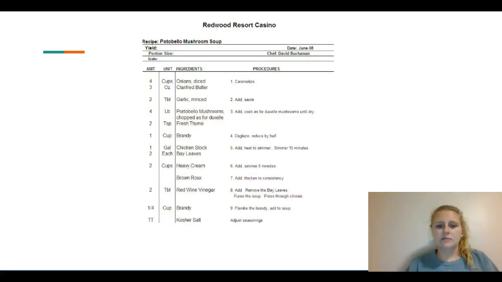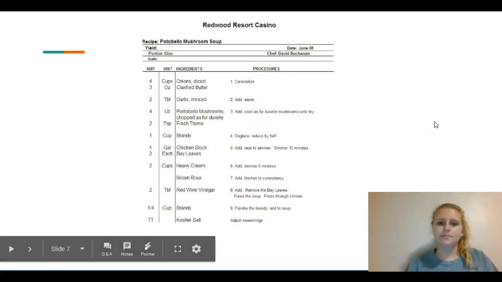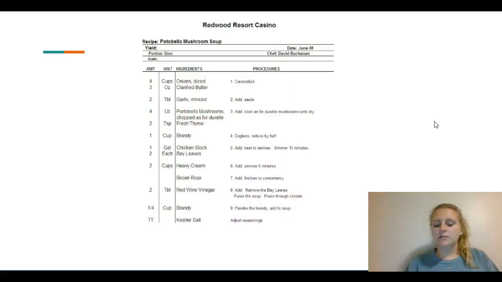Okay, so here's an example that I found. This one's a little bit backwards, but the purpose is still the same, they're all together. You have the ingredients, then the quantity, and then the procedures over on the right side. It makes it easier to look at because you see how they're all put in order of how the recipe goes.